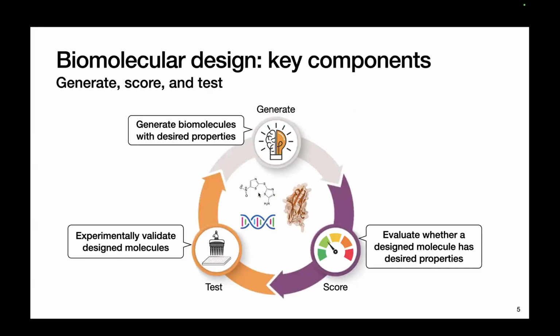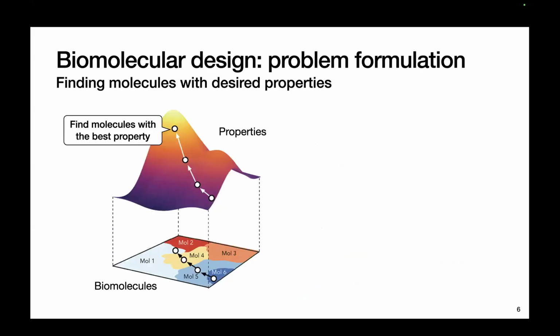Generally, biomolecular design has three components. You have the generative model that can generate biomolecules with desired properties, and then you have the scoring model that evaluates whether a designed molecule has the property that you want. And then you work with either collaborators or some sort of automated lab to experimentally validate these designed molecules.